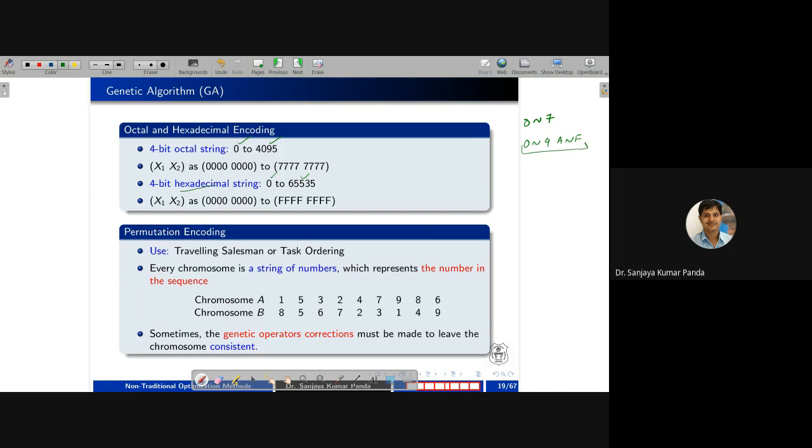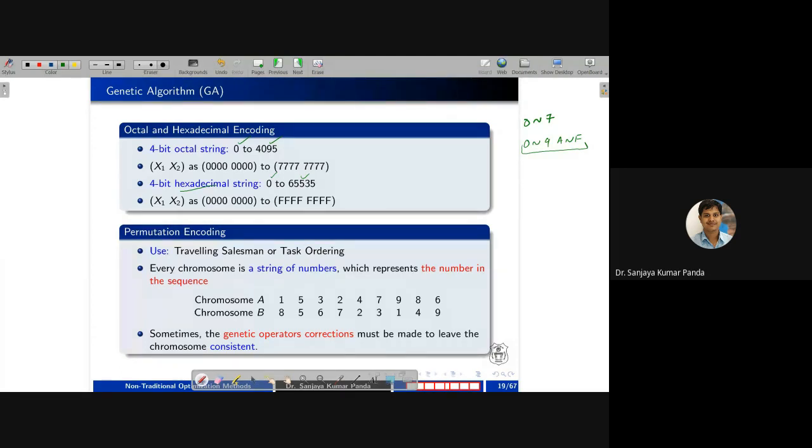Most of the research articles, wherever you see, simply use the decimal representation or the binary representation. But nobody gives details about the octal representation and hexadecimal representation, although the representation is the same. Whether you do it in octal or hexadecimal, the process is the same, right? But if you represent in octal and hexadecimal, the size of the chromosome will reduce, and the problem will look simpler. So in your problem also you can do that.